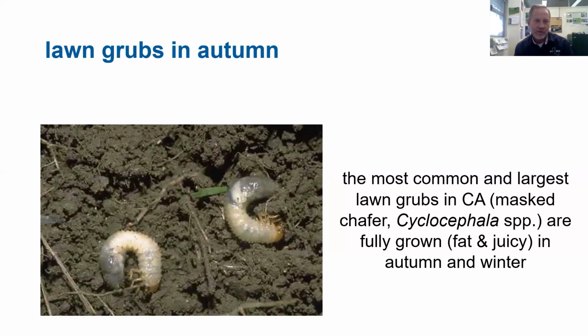But oftentimes, there aren't enough to damage the turf, but they can become very attractive to animals that like to dig them up and eat them. And that's because when they're the largest, they're fully grown, ready to pupate, they're also sedentary. So they form a little cell under the ground where they will pupate and kind of wait for spring when they emerge as adults. And so they're vulnerable to predation at this point.